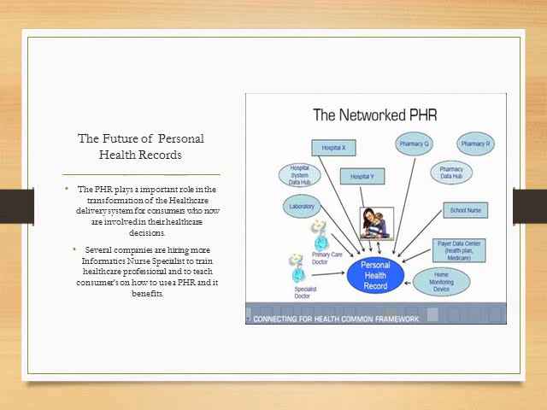The future of personal health records. The PHR plays an important role in the transformation of the healthcare delivery system for the consumers who are now involved in their healthcare decisions. Several companies are hiring more informatics nurse specialists to train healthcare professionals and to teach consumers how to use a PHR and its benefits.